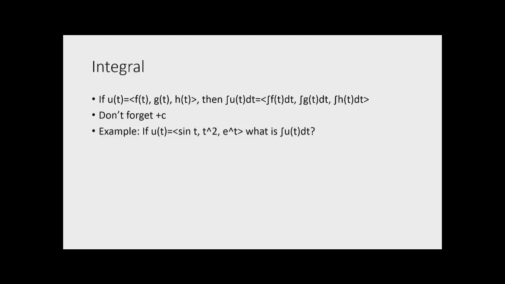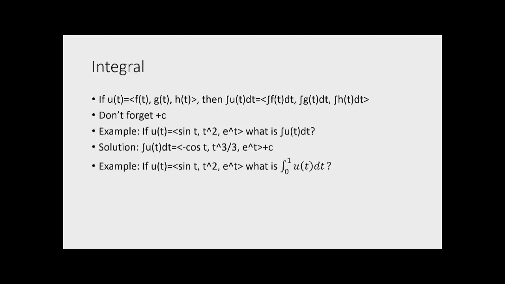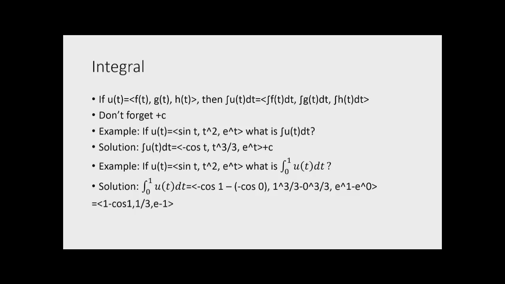Let's do an example. If we have u of t equals sine of t, comma t squared, comma e to the t, then what is the integral? Well, the integral is just going to be negative cos of t, comma t cubed over 3, comma e to the t, plus c. Let's do an example using definite integrals. Let's evaluate the same thing, but from 0 to 1 of u of t. We plug it in and we get 1 minus cos of 1, comma 1/3, comma e minus 1.